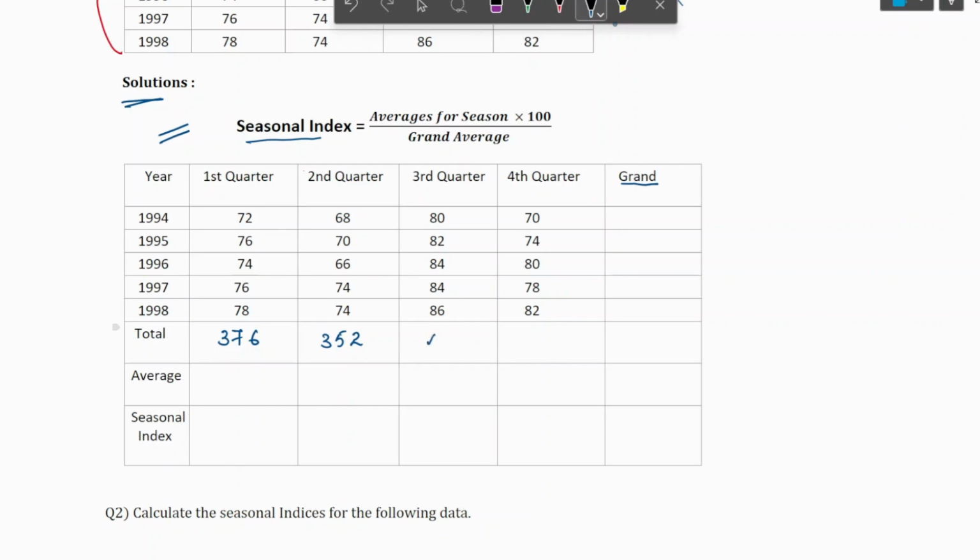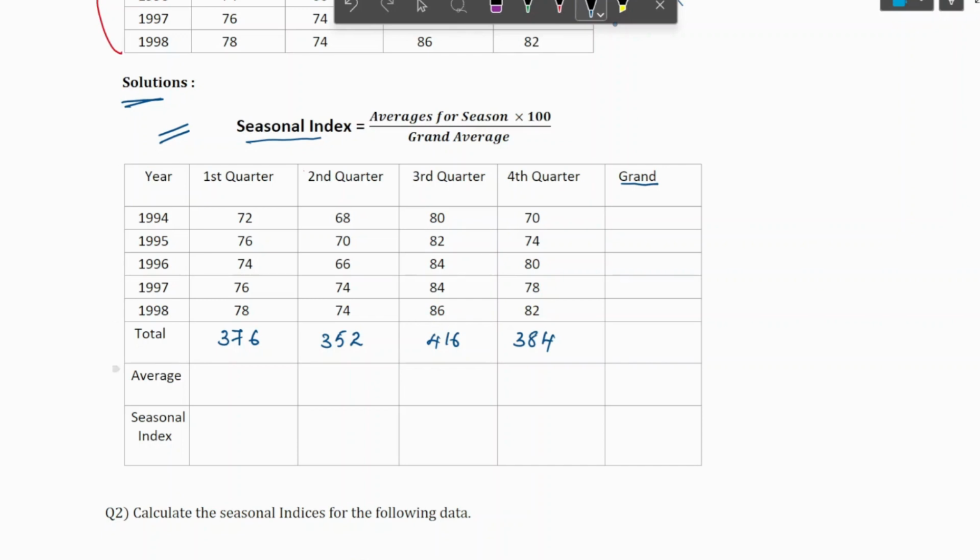Now next, 416 is the addition, and the next one is 384. That means I have completed the totals here: 376 for the first quarter, and the values for the other seasons are 352, 416 and 384. Now this column, which we have created extra, the grand total, what is going to be here?